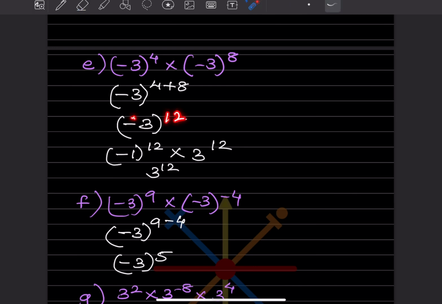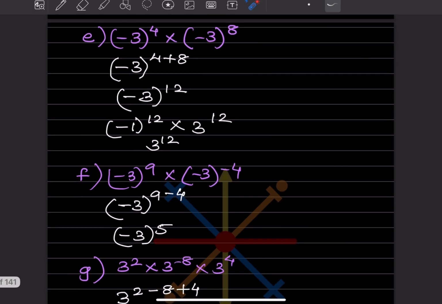So we can write a minus 1 because this is minus 1 raised to 12 into 3 raised to 12. So minus 1 raised to 12, this is even number. So this becomes positive. So that is going to be 1. This is the important step into 3 raised to 12. So 1 into 3 raised to 12 is the same, 3 raised to 12.